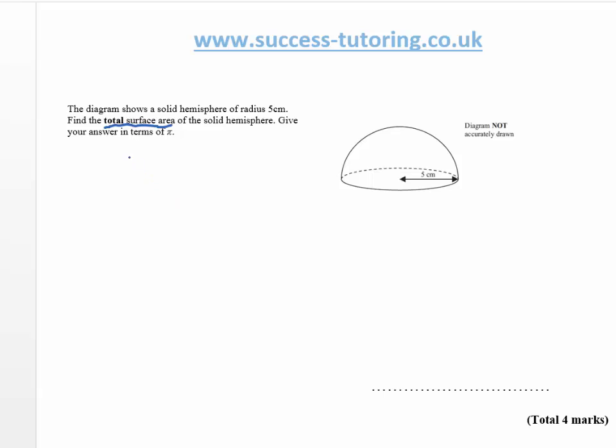So, first things first, we need to leave our answer in terms of pi. What is the formula for surface area of a hemisphere? I'm going to put surface area of a hem, that's for short. I know that's equal to 2 pi r squared, plus we want the base as well, pi r squared.